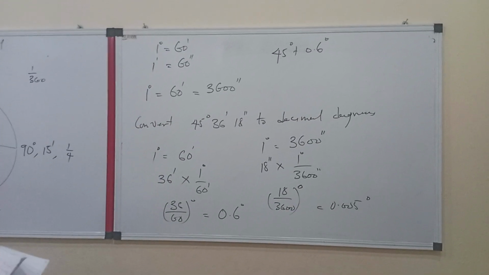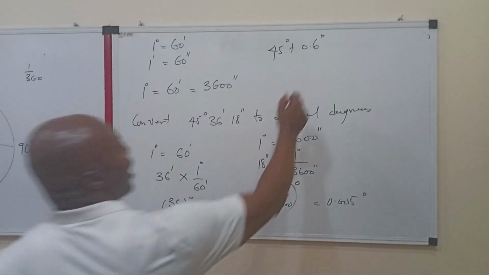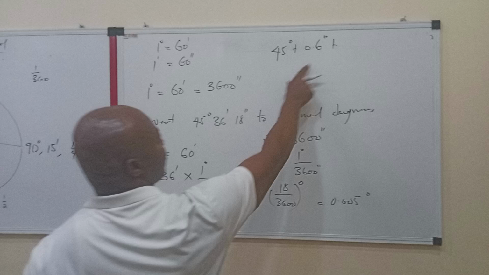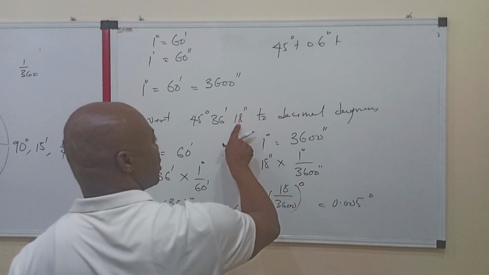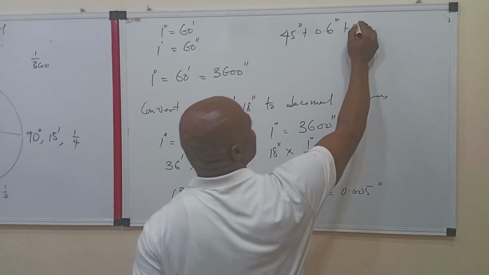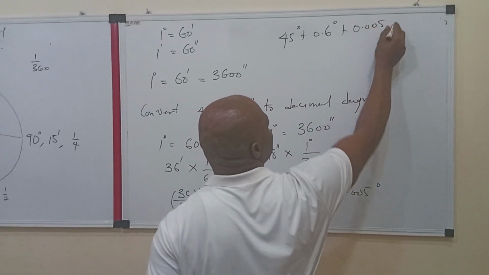So if you add the remaining parts, we already have 45 degrees before. The 36 minutes we have converted to degrees. The 18 seconds, when converted, gives us 0.005 degrees.